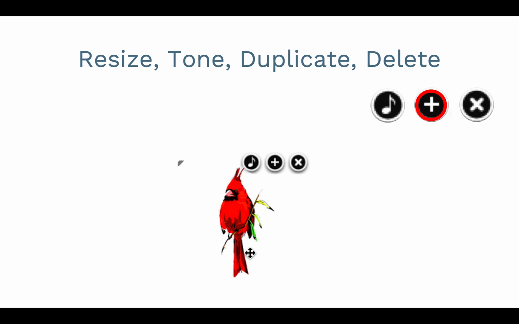It is important to note that when you duplicate an item, it will also duplicate any changes you have made to that item, such as any sound you have added to it, or if you have resized it. This is a very handy tool for activities where you need multiples of certain items, such as when building a graph. The final icon is the X. This will remove the item from the workspace.